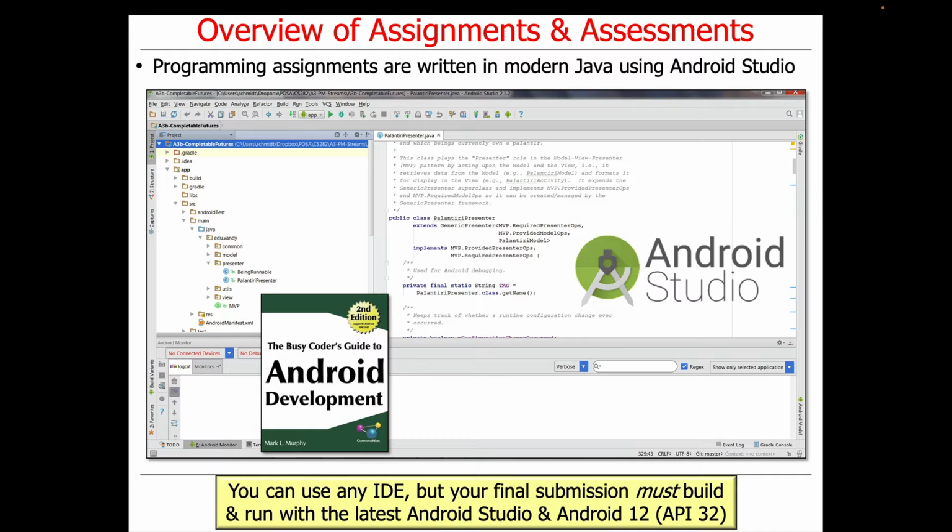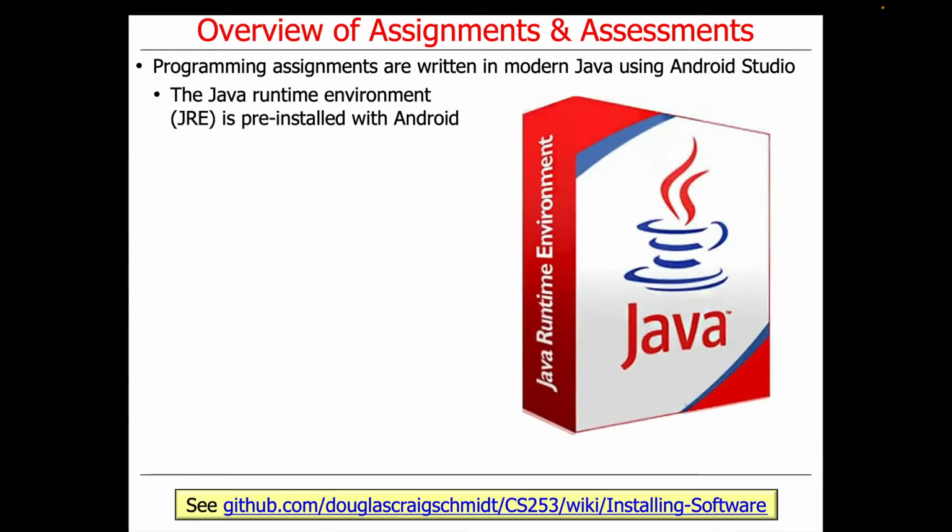And the reason for this is to make sure that we're all using the same platform, because sometimes different versions of Android will have some quirks that we don't want to have to deal with on a onesie, twosie basis. And also because we have special grading tools that are designed to work with particular versions of Android Studio. So you need to make sure you use the right version. And I'll talk about what version to use in a moment.